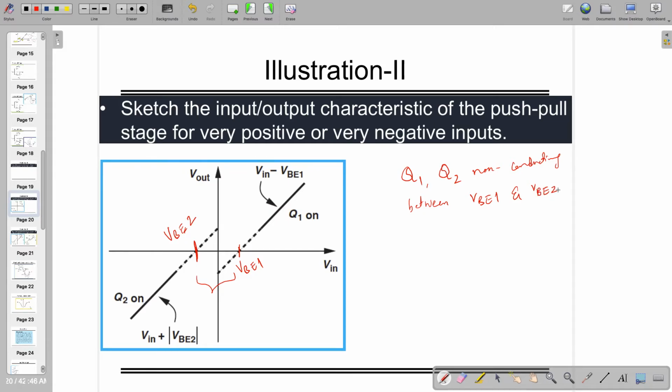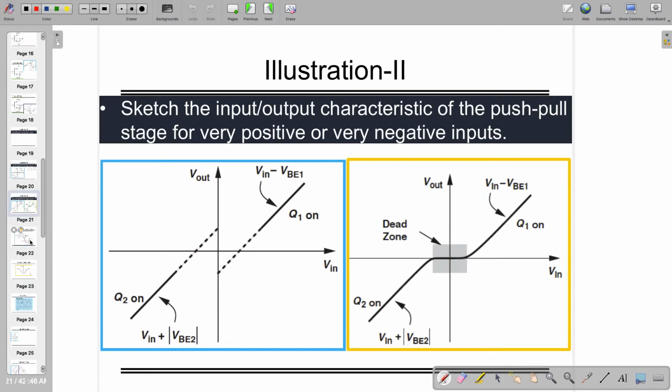Right? So they are not conducting. So in that case, the output has to be 0. And this sort of characteristic is known as the dead zone, where there is no output, right? Or it won't go below 0 volt because both the negative and positive values are compensated by each other, and the output seen at the output node is actually the 0 volt when this is from VBE2 to VBE1.